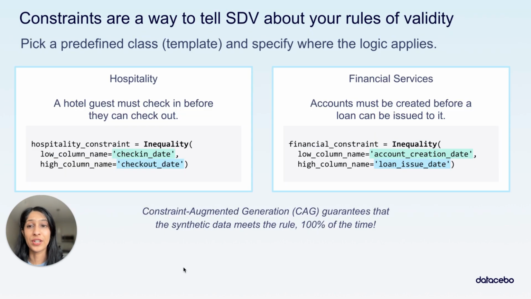We realized pretty early on that rules across different datasets usually have a similar structure and follow similar logic. And so we encapsulated that logic into predefined constraint classes. You can think of them as templates. So you pick out a template and then you fill in more details about where exactly that logic appears in your specific database. So the example at the left, right?